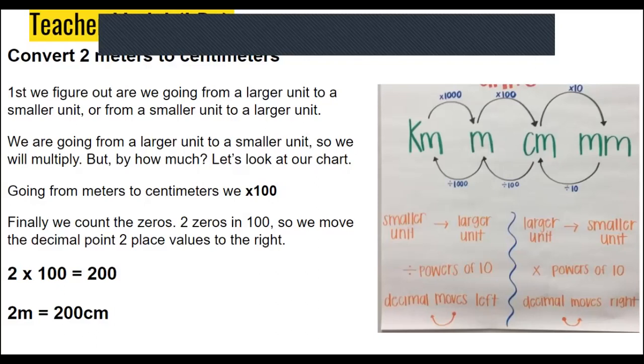So finally, we count the zeros, 2 zeros in 100. So we move the decimal point 2 place values to the right. So if I had the number 2 and we move 2 place values to the right, we would have 200 centimeters. Now let me show you what that looks like on paper.